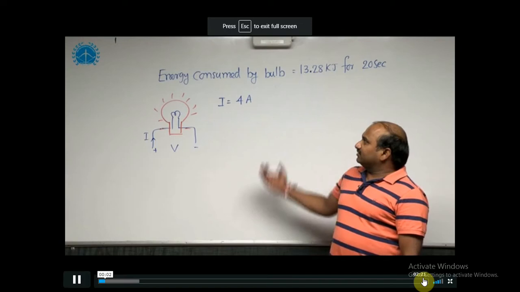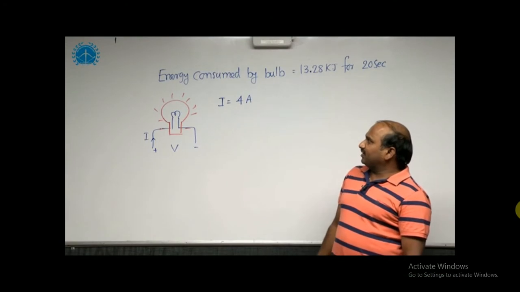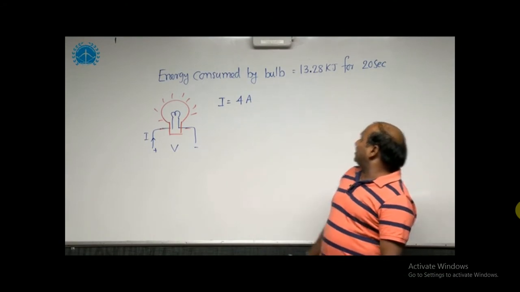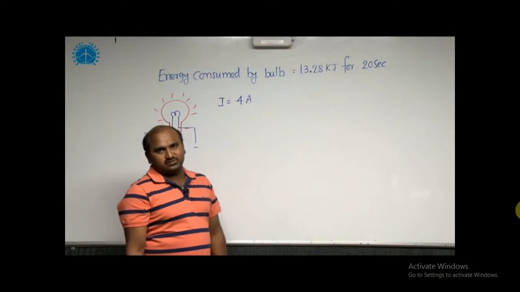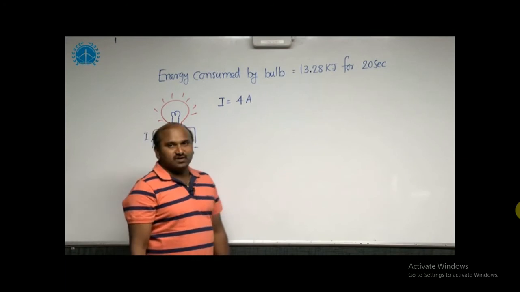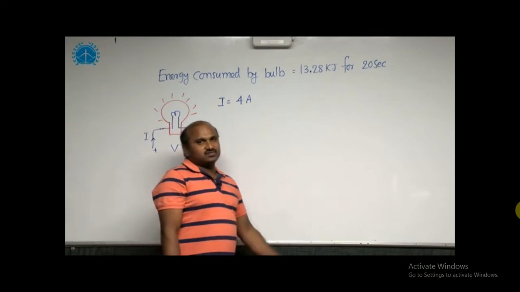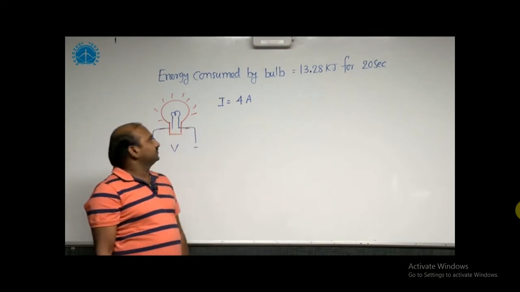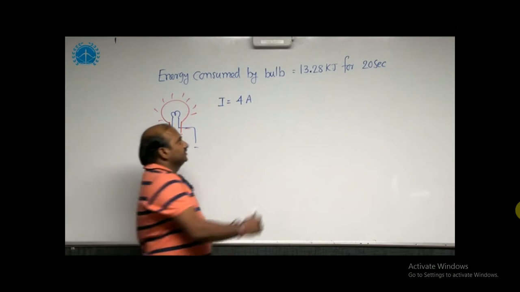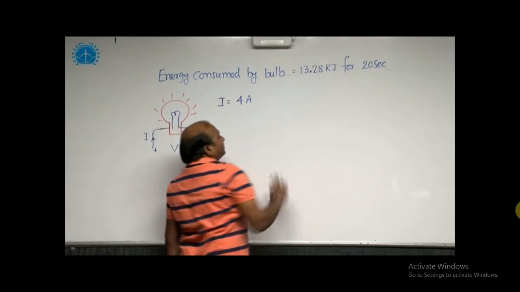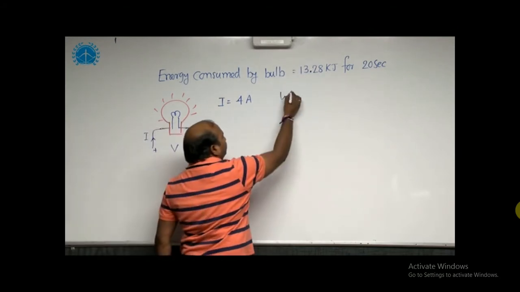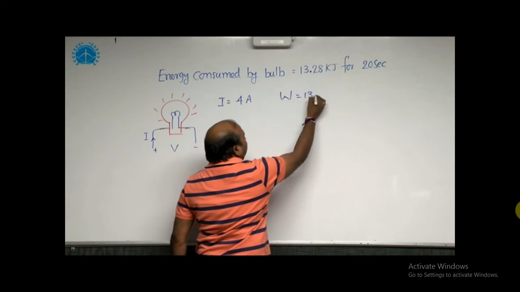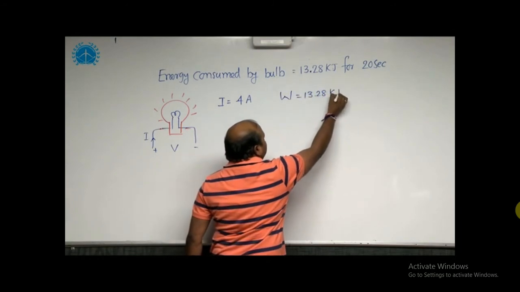Right. In the given question, an electric bulb consumes energy of 13.28 kilojoules for 20 seconds. We need to estimate what the voltage across that is. You know that the energy consumed by this bulb, W, is given as 13.28 kilojoules.